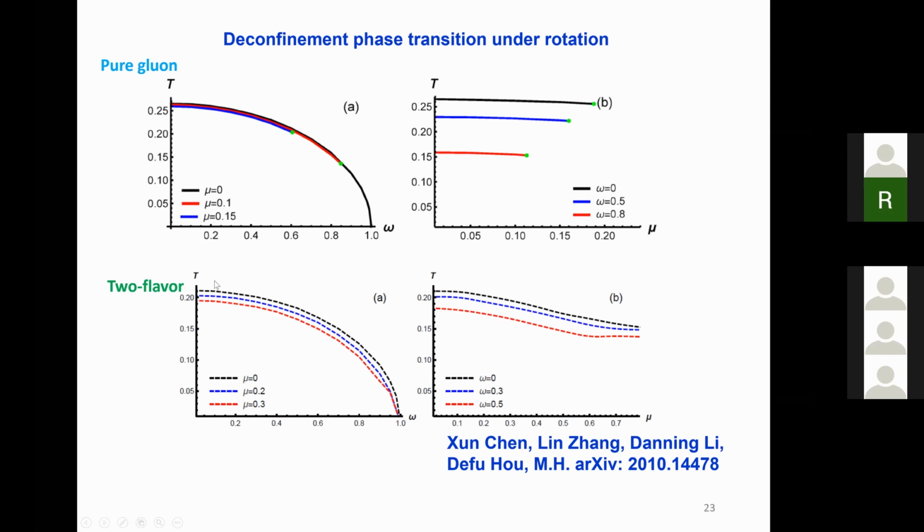And for two flavors, this is still the deconfinement phase transition T_c, but these are crossovers. Basically, we can see that with the increase of angular velocity, this phase transition T_c shifts to the lower part of the phase diagram.